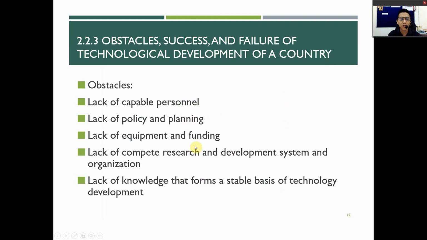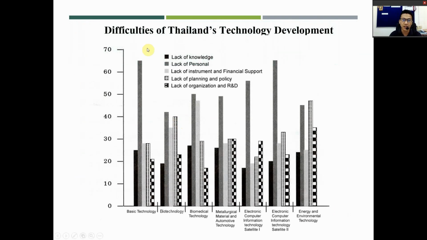Okay, now we move to the third topic, which is the obstacles, success, and failure of technological development of a country, which is Thailand. For the obstacles, we lack so many things that I put together into a graph in the next slides. The first ones are capable personnel, policy and planning, equipment and funding, and a complete research and development system and organization. And also, we lack the knowledge that forms a stable basis of technology and development, and how they look once we put them all together is going to be like this.